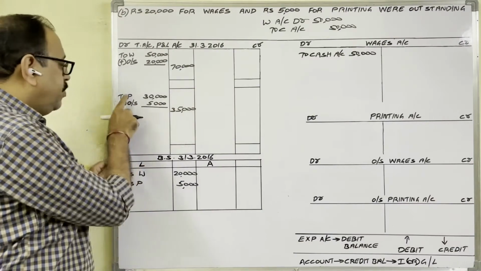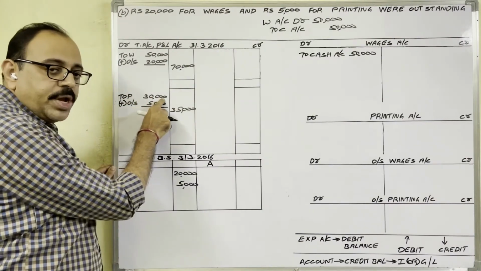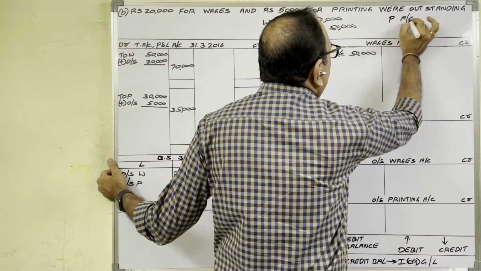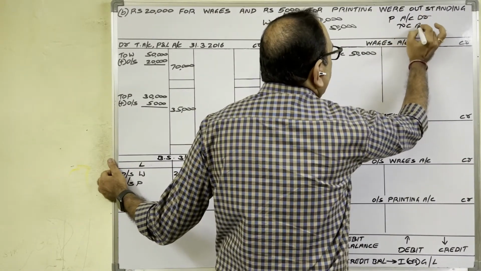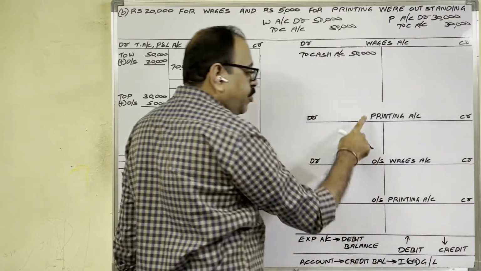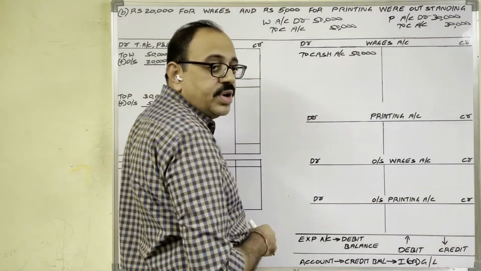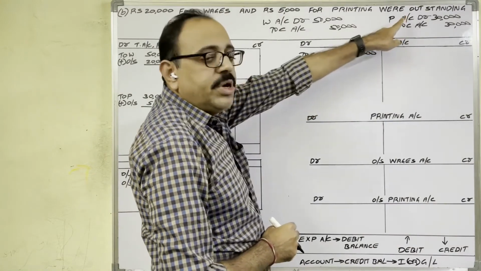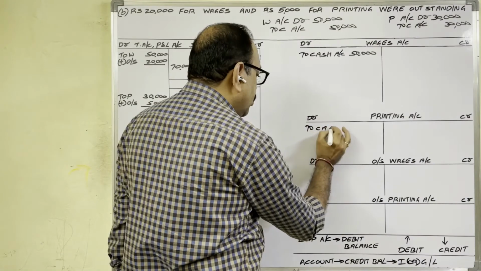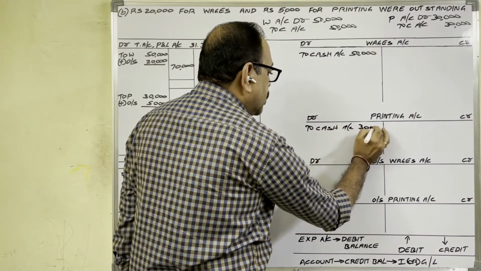Similarly, printing expenditure of 30,000 we paid now. What is the journal entry for that? Printing account debit to cash account 30,000 rupees. In the printing account, which side should we post this entry? Printing account is debited, therefore we should post on the debit side. To cash account 30,000 rupees.